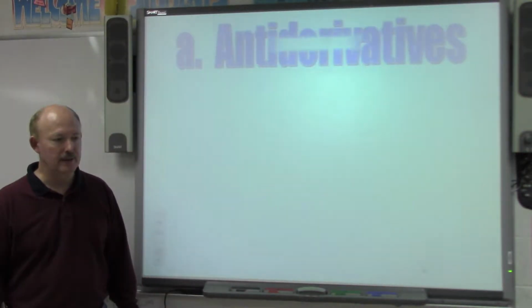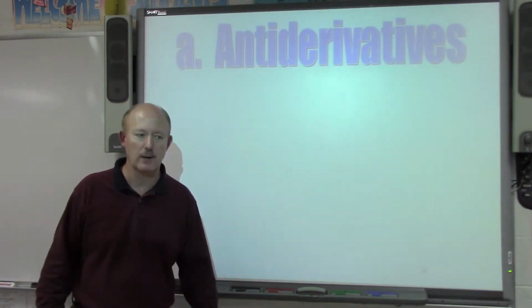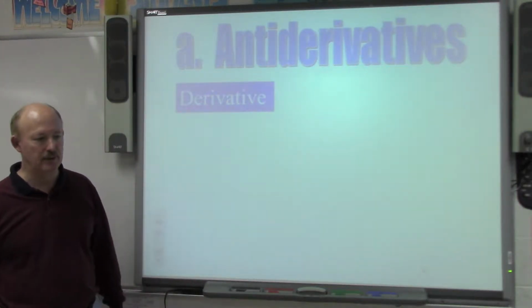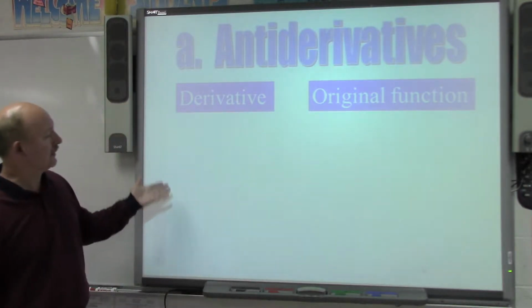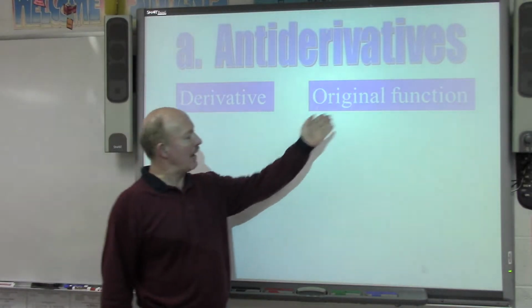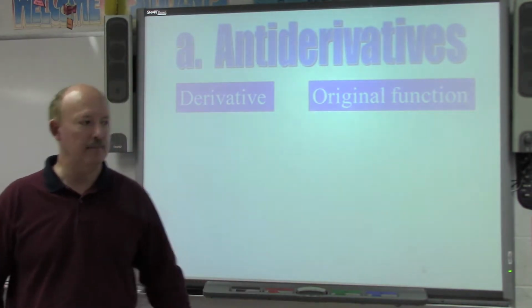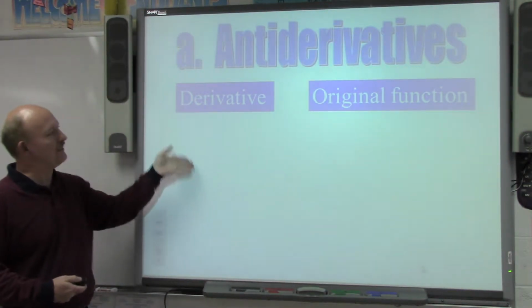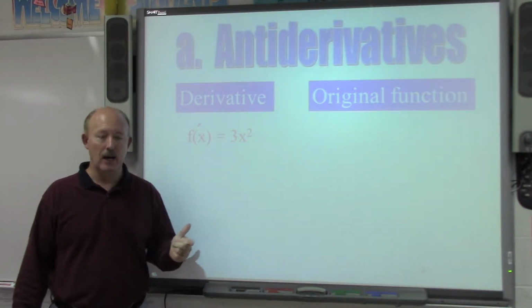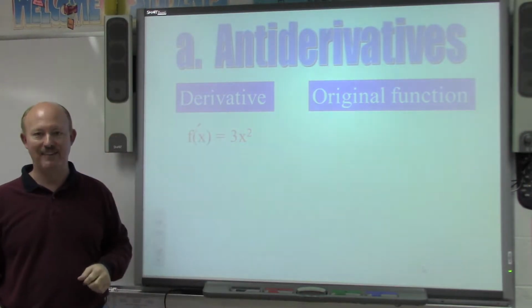Let's get started. Everybody in my class is familiar with derivatives. They know how to find the derivative pretty well, I think. So let's take a look at a little introduction to antiderivatives. I've got two charts here. On the left, I'm going to bring up the derivative, and on the right, I'm going to list what my students would think of as the original function. Say the derivative f prime of x equals 3x to the second power. If this is the derivative, what would the original function have been?